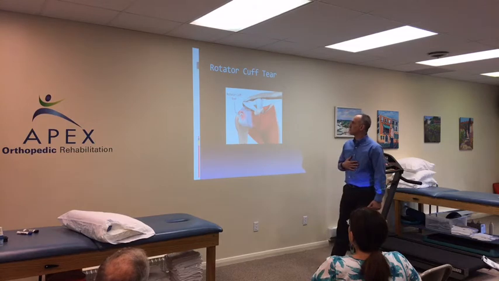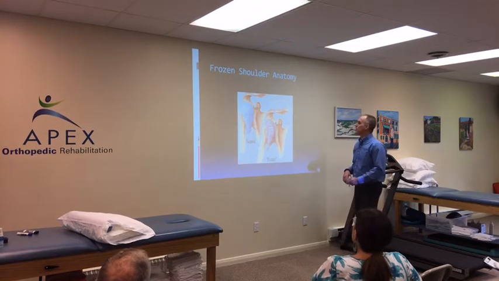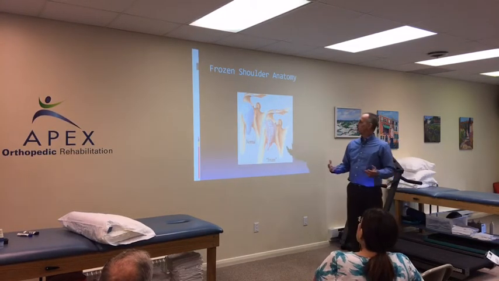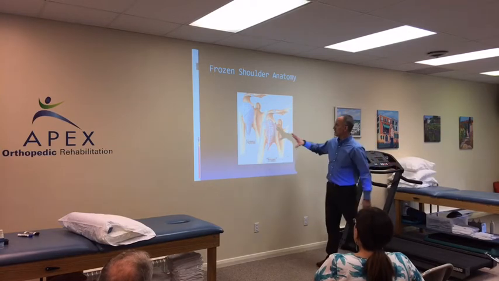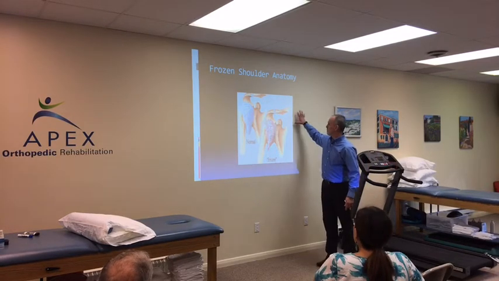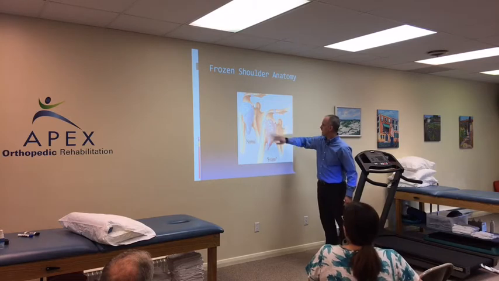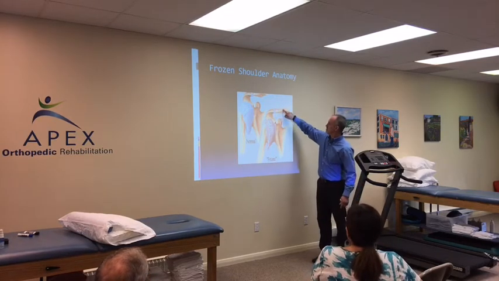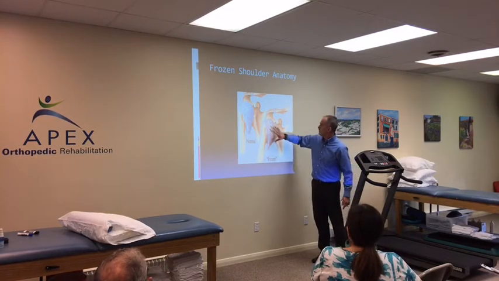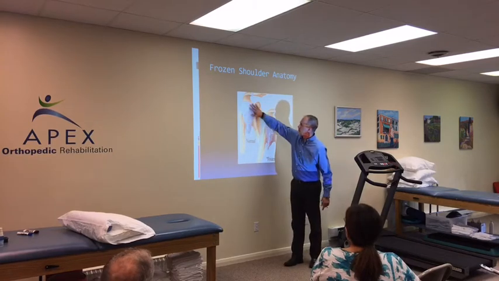So let's go to the next slide. Now a frozen shoulder. Now there's a capsule around the shoulder. So this doesn't show all the muscles attaching to the humeral head here. This is the scapula, this is our clavicle, our collarbone here. So this capsule right here is a normal capsule, okay?